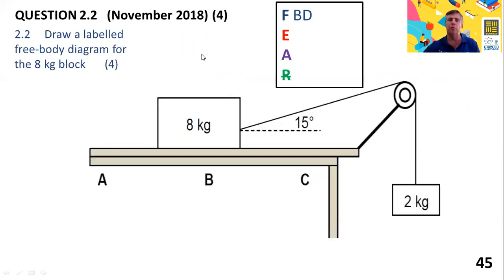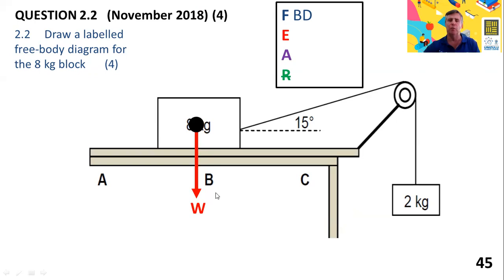Let's get on to 2.2, and this is the free body diagram. Now, I'm not going to spend time on this because in video 5, we spend a lot of time on this. For the free body diagram for the 8 kilogram block, it's 4 marks, so we expect 4 forces. First of all, just draw a circle or a box for the body. I'm doing it directly on the picture just to make it clear.